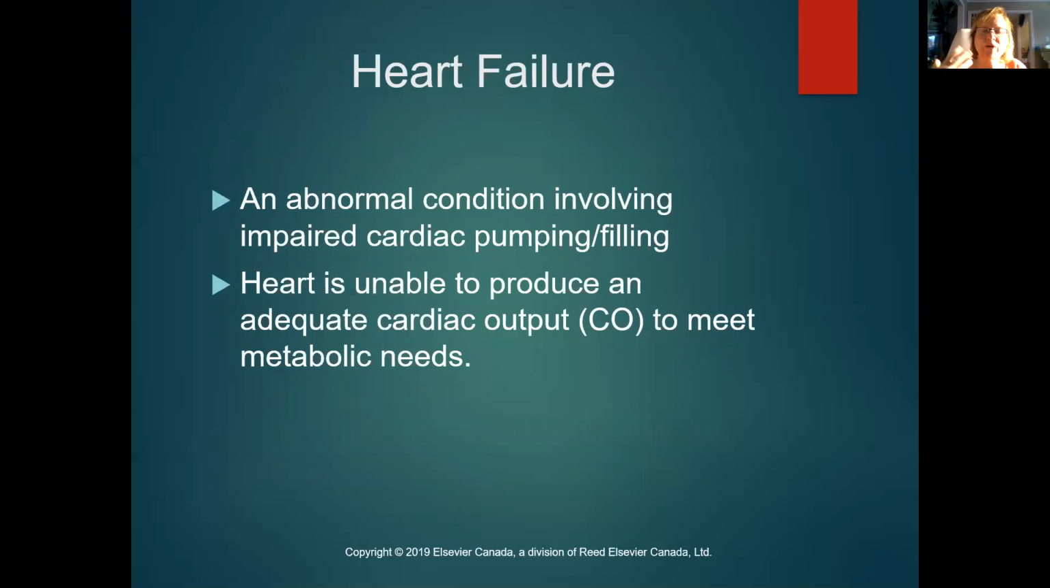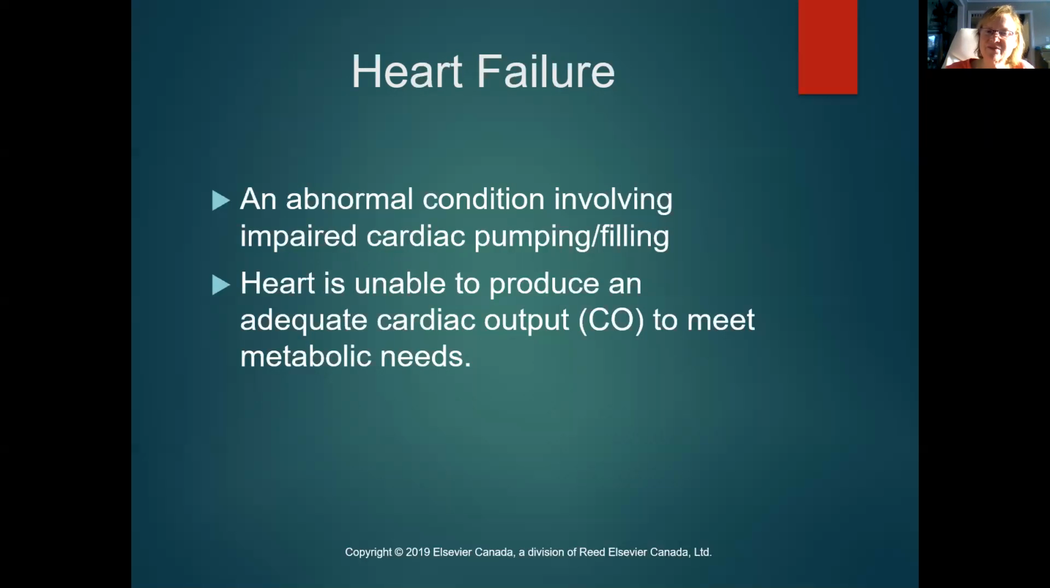So thinking about our patient, what do we know about heart failure? Heart failure is an abnormal condition, and really at the core of heart failure is impaired cardiac pumping and filling. So impaired pumping of that heart, being able to pump the blood out either to our lungs or to our central circulation, or difficulty getting that blood back in, filling our atria.